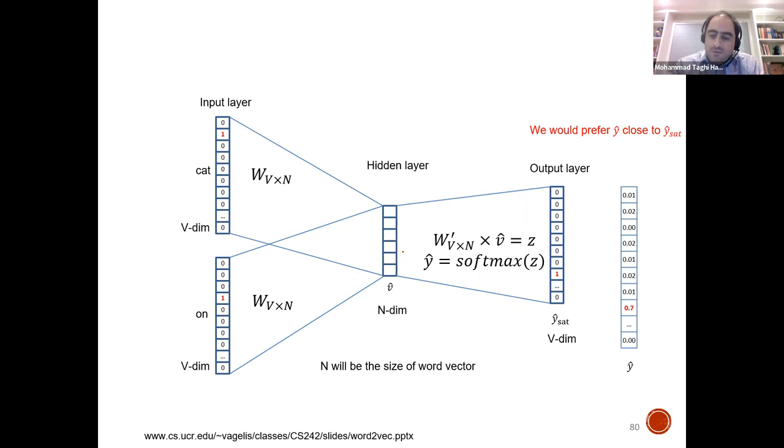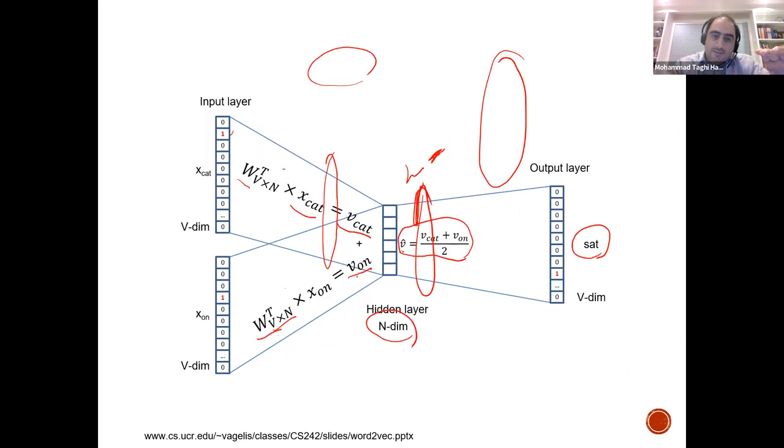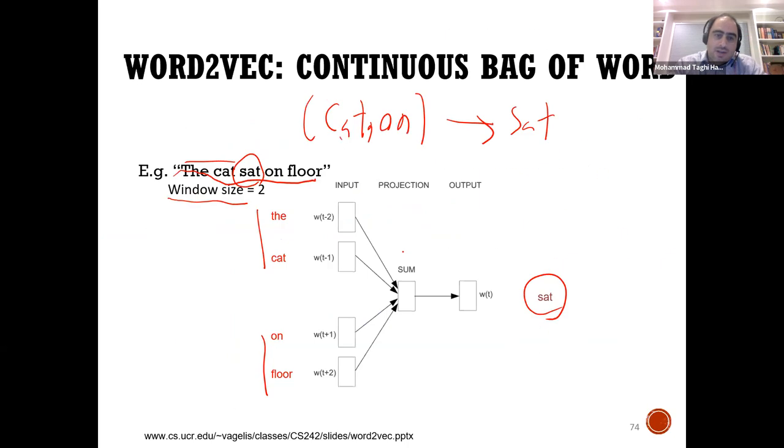So this is the output vector, and this neural net should predict that whenever I say cat and on, the middle word is the one missing. So cat and on would be the context. Here, cat and on is also called the context. I'm giving the context, and this should give me the missing word.